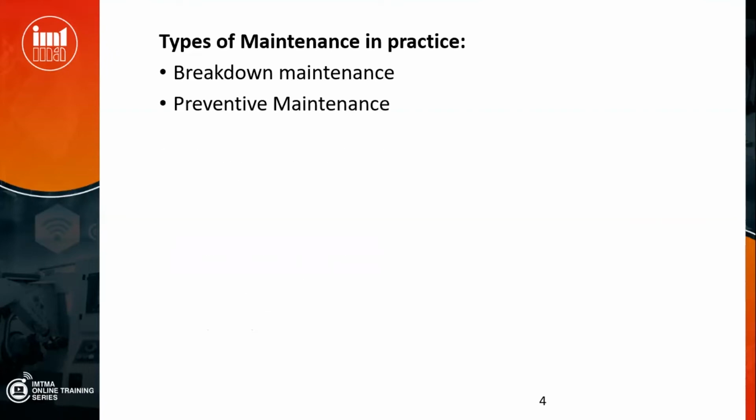Next is preventive maintenance. The next stage, what they thought: unexpected breakdowns result in a lot of inconvenience. So why can't we plan preventive maintenance from time to time, a time-based maintenance? Maybe once a week, once a month, we will have a checklist.